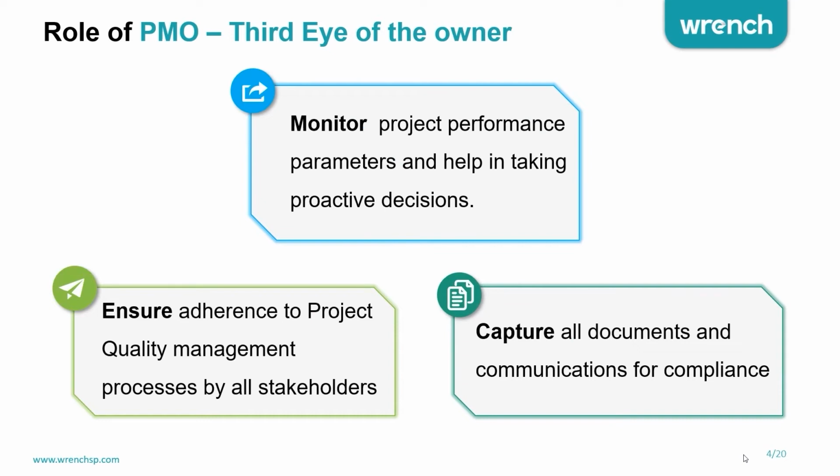So what are the roles of a PMO? It's a third eye of the owner. Essentially, it is to do with three things: monitoring the project performance parameters to help the owners take early proactive decisions, ensure the project stakeholders follow the quality management process as defined for the project, and third, capture all the documents, drawings and every communication between the stakeholders in a central system.